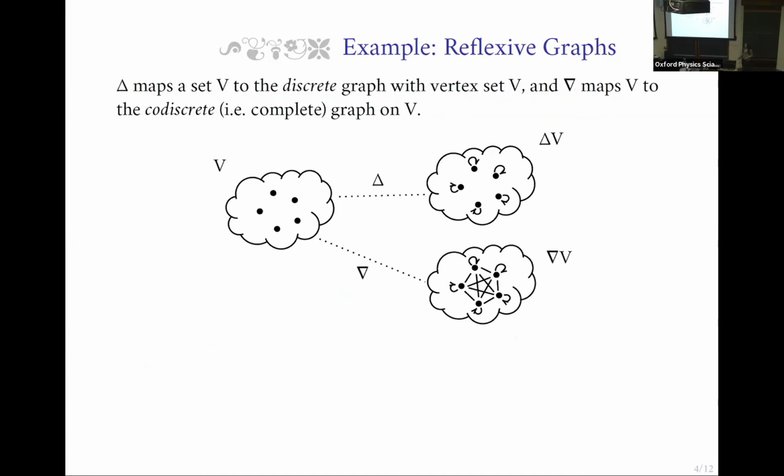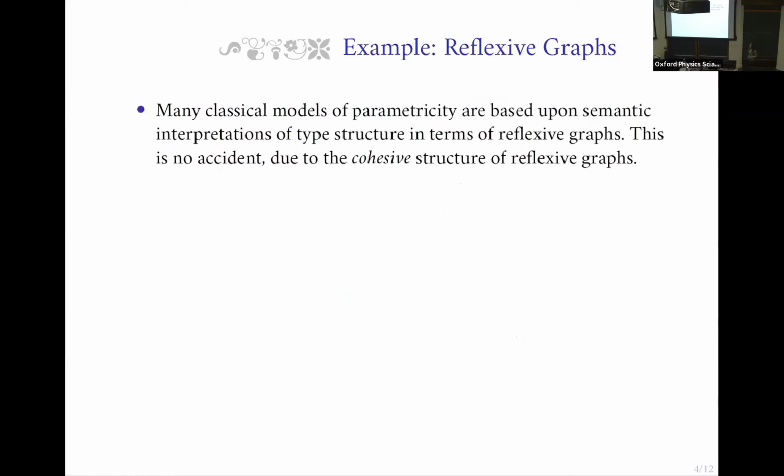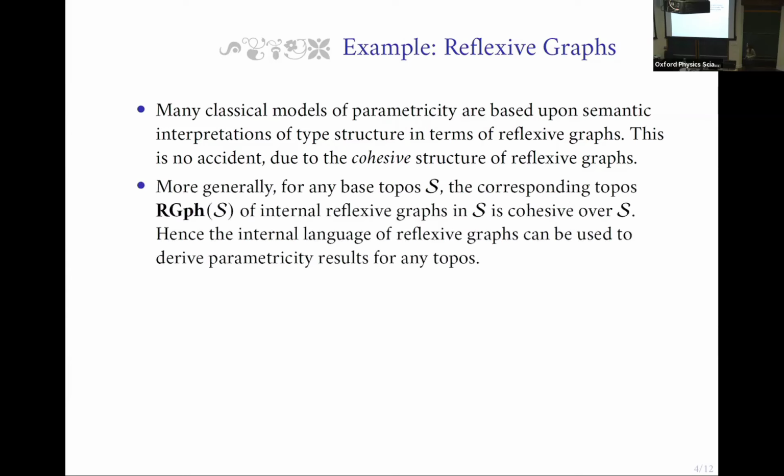And then similarly, if you have a set, delta takes that set to the discrete graph on that set of vertices, and nabla takes it to the co-discrete or complete graph on those vertices. So you can see it maps this set of 5 points to this K5 over here. And one important thing to note at this point is that many classical models of parametricity are based on models in reflexive graphs. And one thing I want to argue is that this isn't really an accident, and the main thing at play here is precisely the cohesive structure of reflexive graphs.